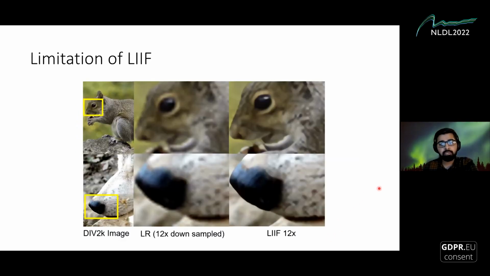LIF can perform something which we call out-of-scale super resolution. Out-of-scale means that the network was only trained in the resolution range of 1x to 4x. However, the output resolution is set at 12x in this example. This is a very interesting property, but LIF suffers from blurry outputs for out-of-scale super resolution due to the use of L1, that is the pixel-wise loss function.